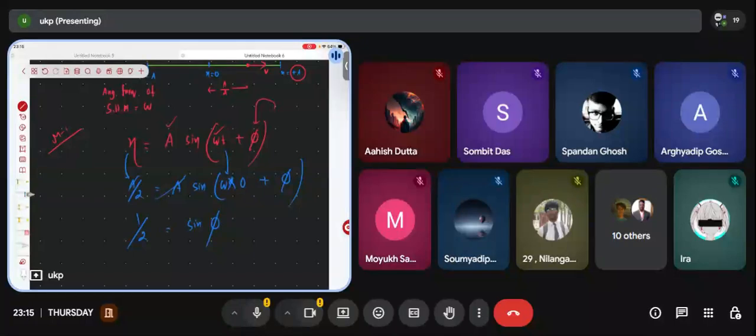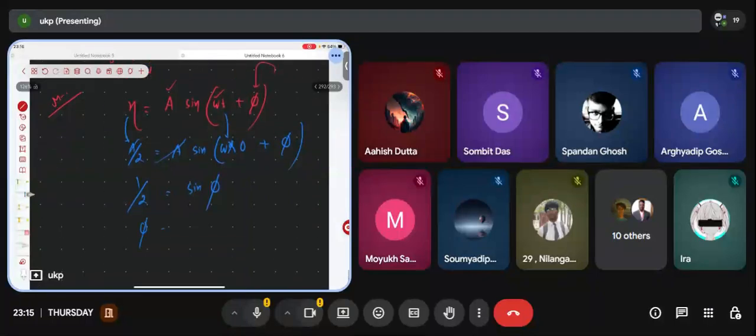But between 0 and 2 pi radian, how many angles do you get where the value of sin phi is half? Probably two values. Guys, what are the two possible values? One is 30 degree, which is pi by 6, and the other one is 150 degree. Anyone let me know if I am making any calculation error.